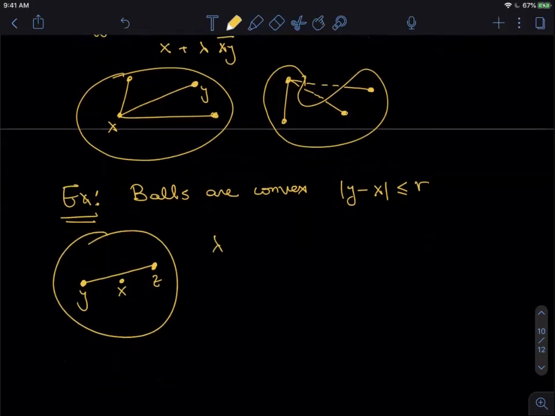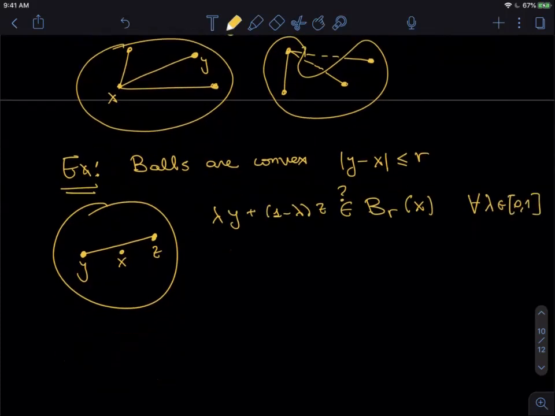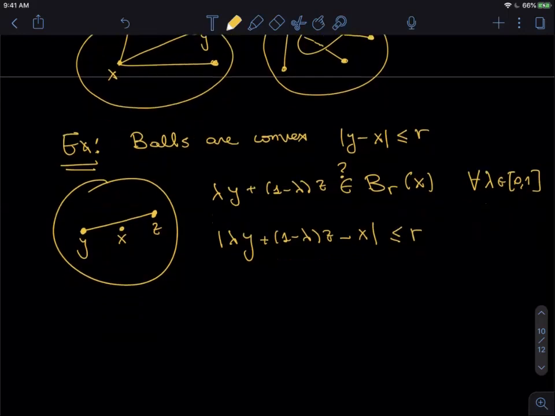So we want λy + (1 − λ)z inside the ball of radius r, center x. So this is what we want to see, if this is true for all λ in [0, 1]. Okay, so for that we need to check if the modulus of λy + (1 − λ)z − x is less or equal than r.